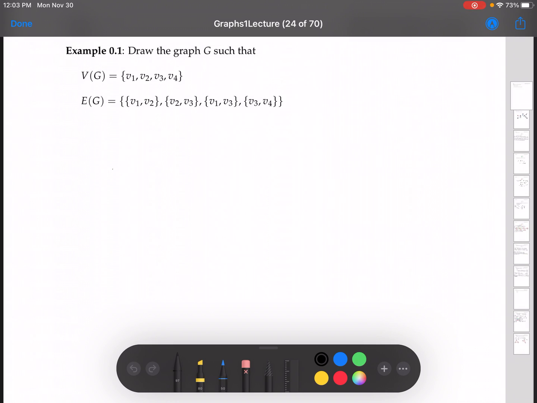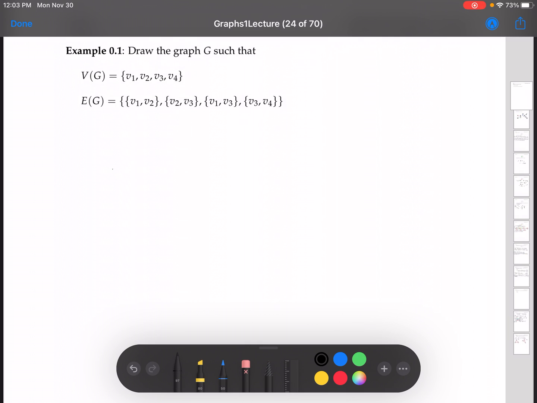Okay, we are going to draw the graph G. Now the name G here is just a name, a label that I gave to the graph. I could have called it graph H or I or J or K, whatever. I just decided to call it G for this example.